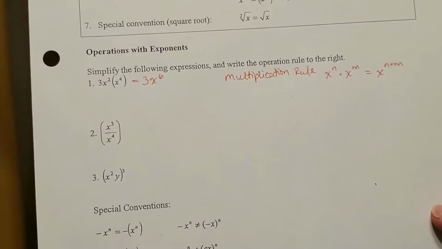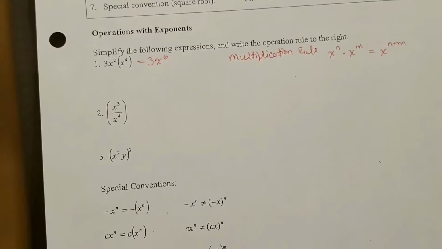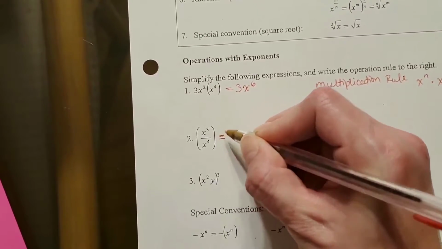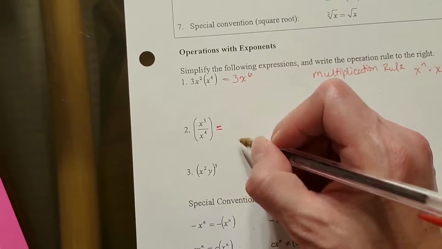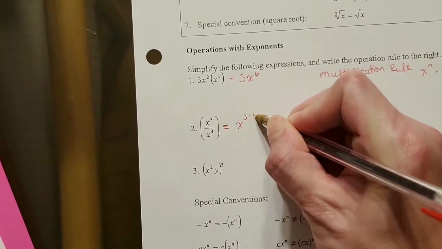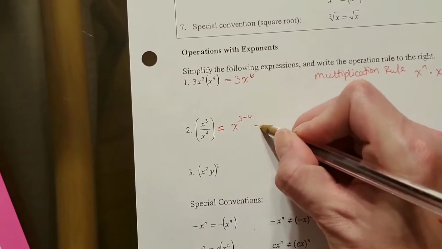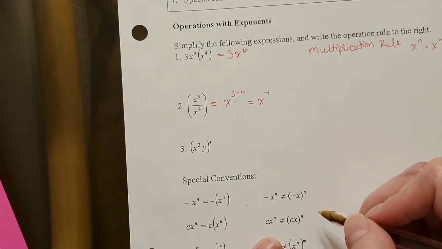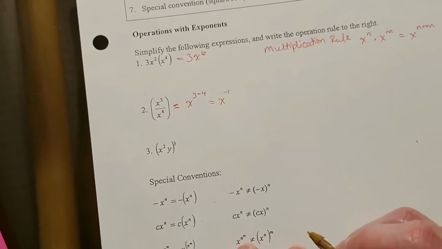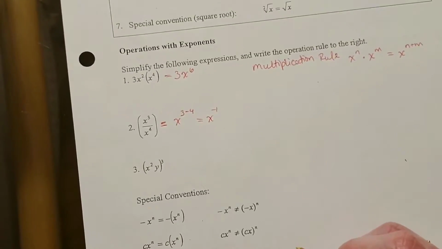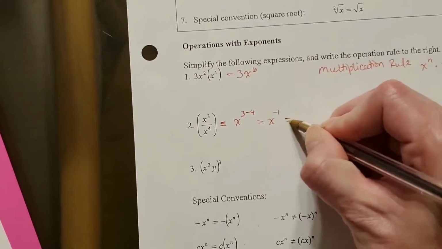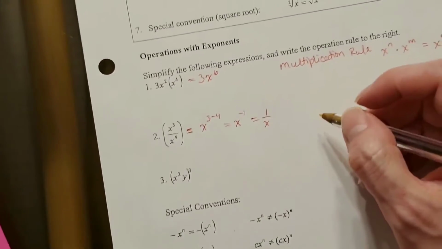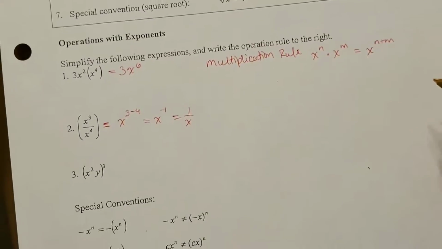Okay. The next one, we have x cubed over x to the 4th. You really don't need the parentheses there. But here, this is your division rule. If you remember, you end up subtracting. So thinking of it as 3 minus 4. Now this one actually uses a couple of rules here, because 3 minus 4 is going to give you -1. And then we're not going to want to leave our exponents as negatives. So we're going to use the rule from above and rewrite that as 1 over x. Okay, so this is your division rule.